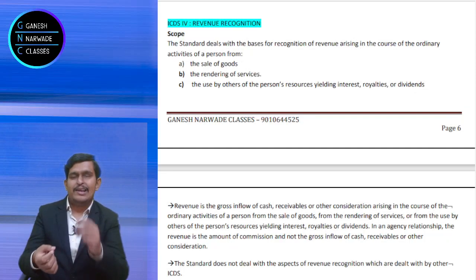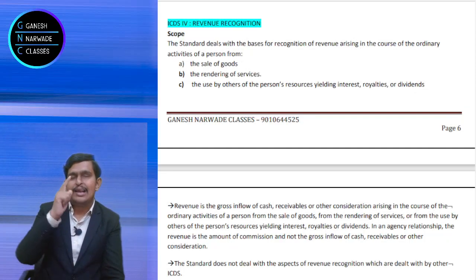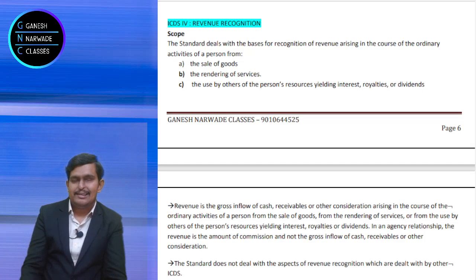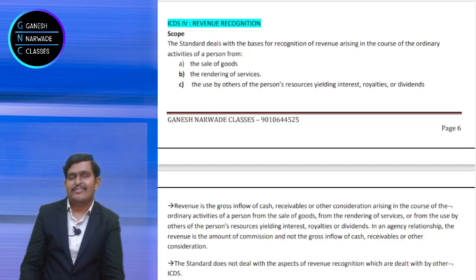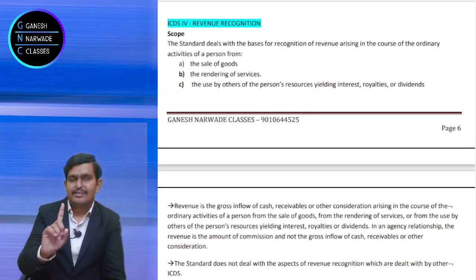And I know when I sold the goods, I will get the money. So reasonable certainty is there that I am going to collect it. If these three conditions are satisfied, what is the first condition? That ownership is transferred.